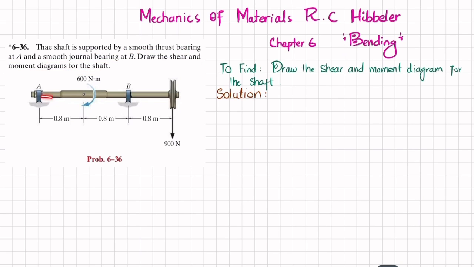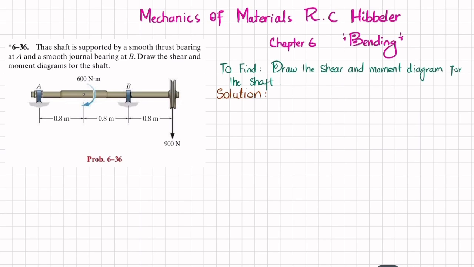So you can see this is the shaft where there is a smooth thrust bearing at A and a smooth journal bearing at B. And at this point we have a load of 900 Newton, and at this point we have a moment of 600 Newton meter that is clockwise. So you have to draw the shear and moment diagram for the shaft. So let's start with the solution.